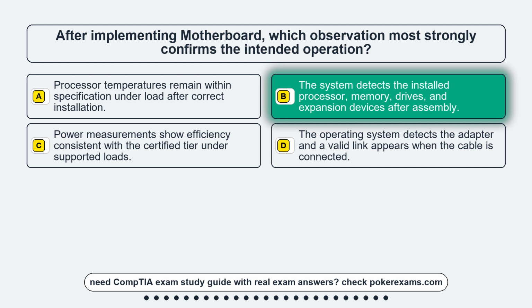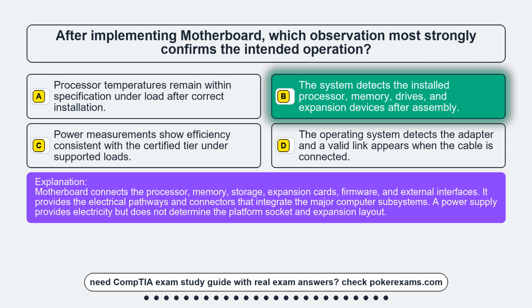The system detects the installed processor, memory, drives, and expansion devices after assembly. Motherboard connects the processor, memory, storage, expansion cards, firmware, and external interfaces. It provides the electrical pathways and connectors that integrate the major computer subsystems. A power supply provides electricity but does not determine the platform socket and expansion layout.